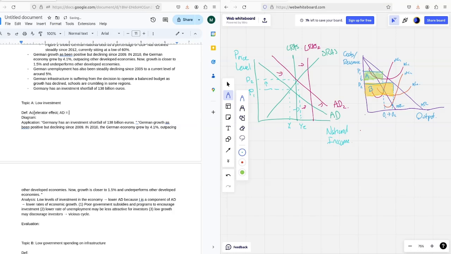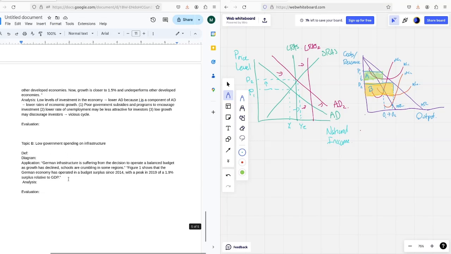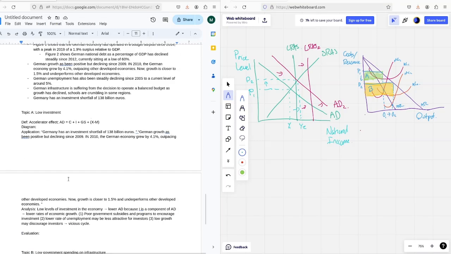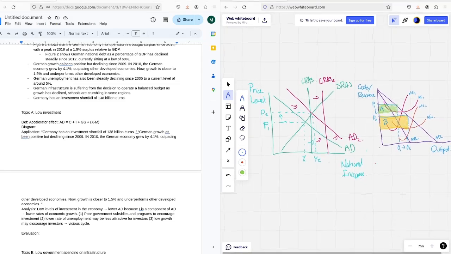I might define the components of aggregate demand, so consumption plus investment plus government spending plus the export balance. You could talk about aggregate supply. I'm probably going to talk more about aggregate supply when we do government spending on infrastructure. And then when it comes to the diagram I could use here, I want to make sure I'm getting my micro in, because normally I do micro and macro, and low investment spans both micro and macro.